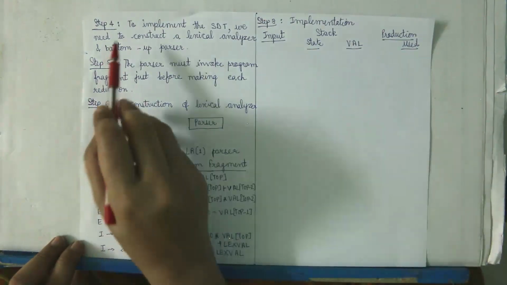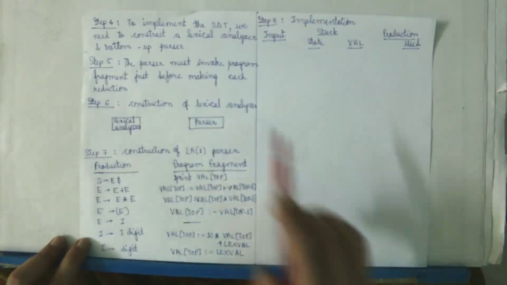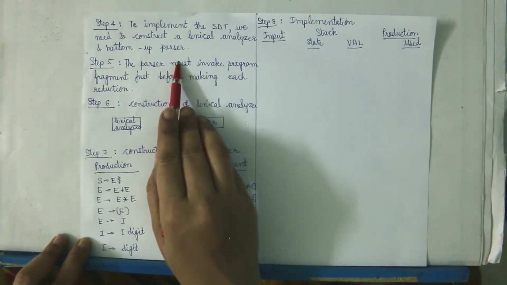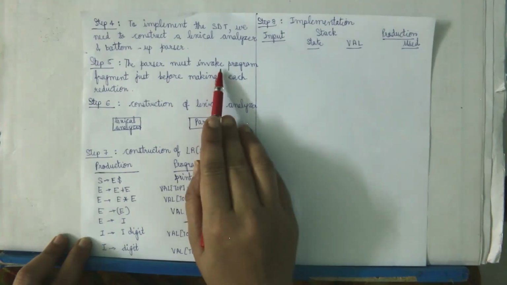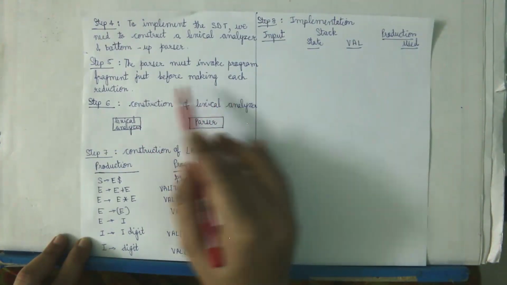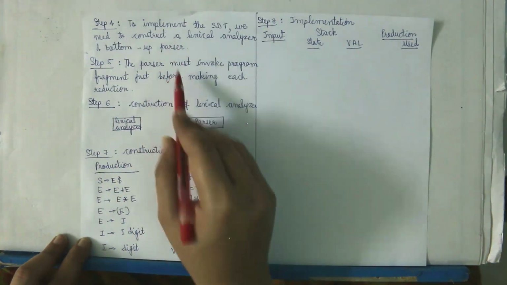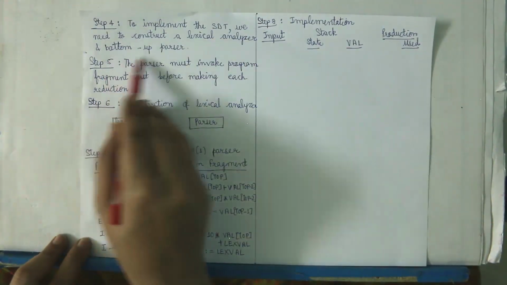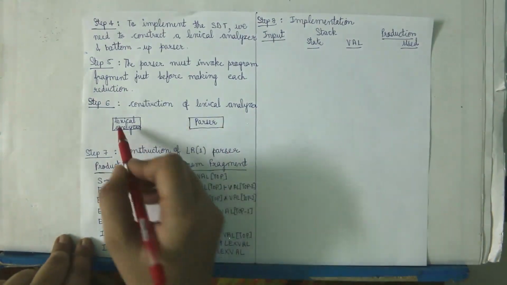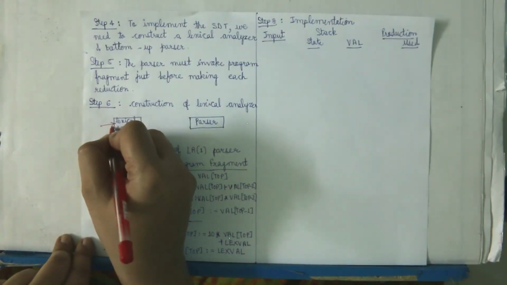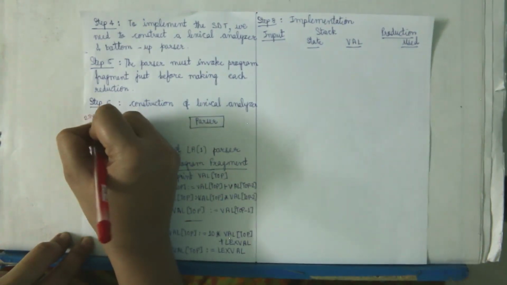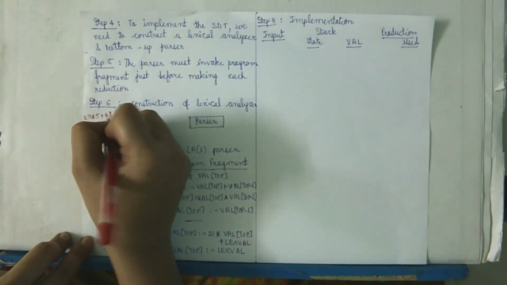Next step is to implement the SDT which we have discussed earlier. We have to do two things: create a lexical analyzer as well as a bottom up parser. And the parser will invoke program fragments just to do the things that we have done before making each reduction. So now two things, one is lexical analyzer, another is bottom up parser. So first is how to construct a lexical analyzer. To construct a lexical analyzer, first we'll pass our inputs to this analyzer. So the input is 23 into 5 plus 4 dollar.